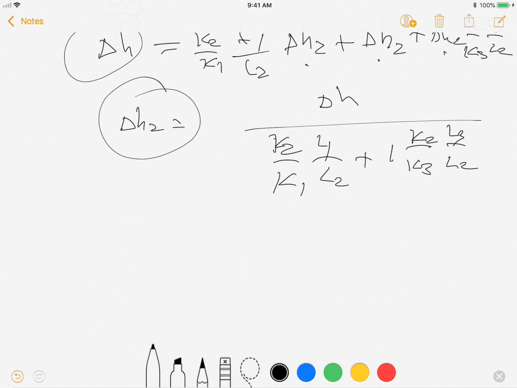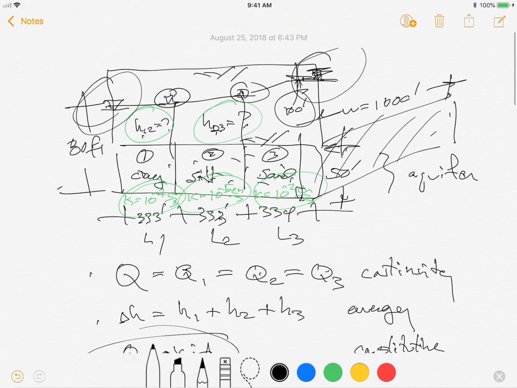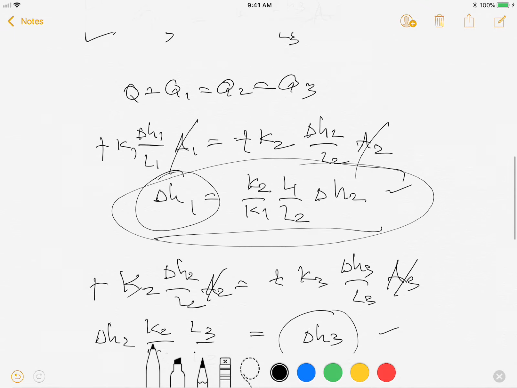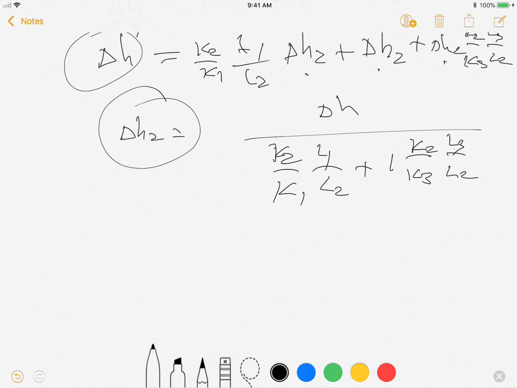Okay, so now let's look at our problem. So for this problem, that total head drop is going to be what? It's going to be this elevation minus that elevation, or 20 feet. Okay, so our total head drop is going to be 20 feet.